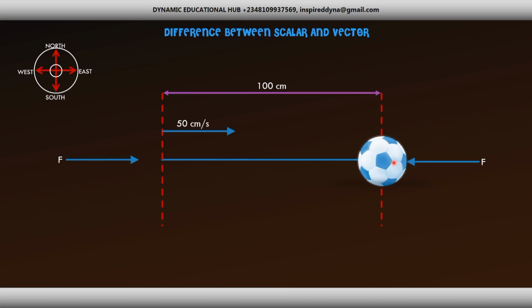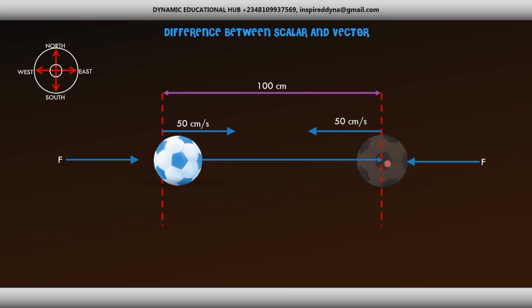Now let's apply another force to this ball here in this position. Now let's assume that the force that we applied here and the initial force that we applied here are the same. That's why I'm writing F here. Okay, now this ball is going to move with the same speed, which is 50 centimeter per second, and this ball will travel down here.